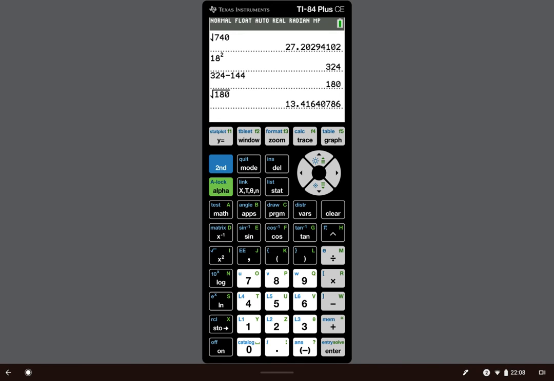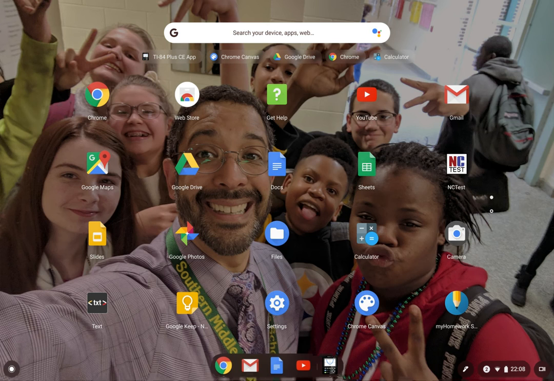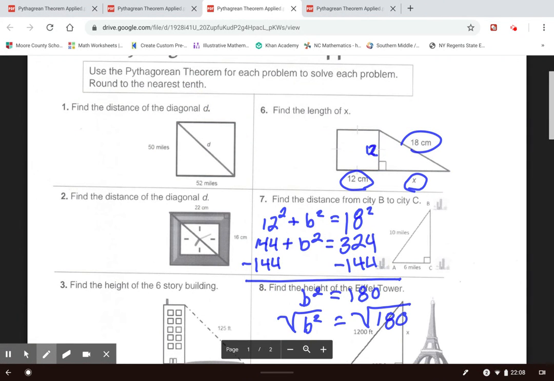And that gives me 13.41640786. So I'm rounding to the tenth. The 4 is in my tenth position. I look next door. It's no more than 4. So we shut the door. 13.4. And that would be your length of this side over here. This x is going to equal 13.4.